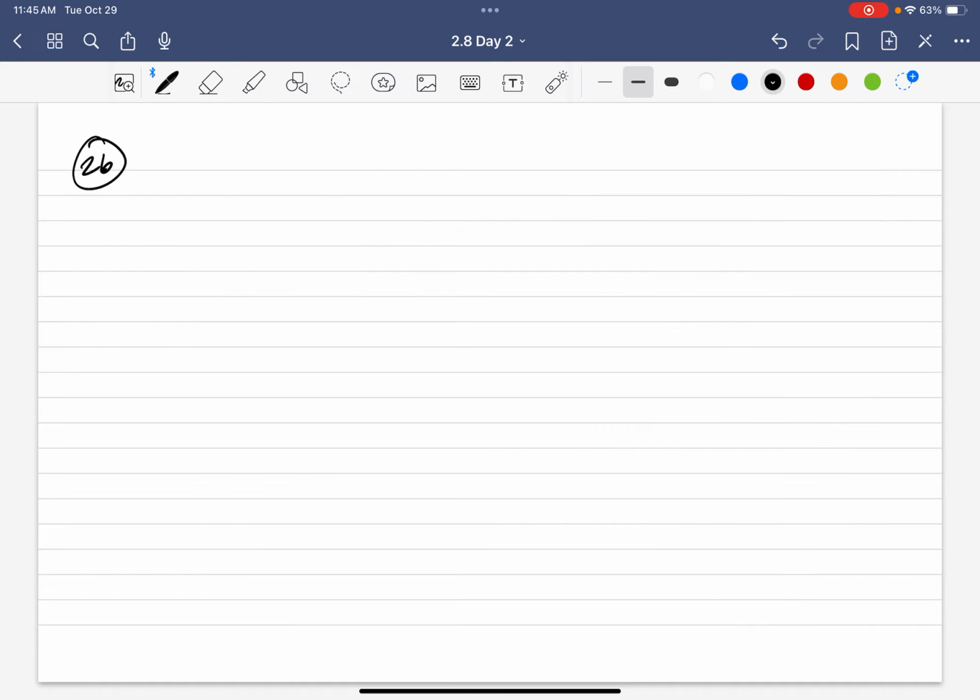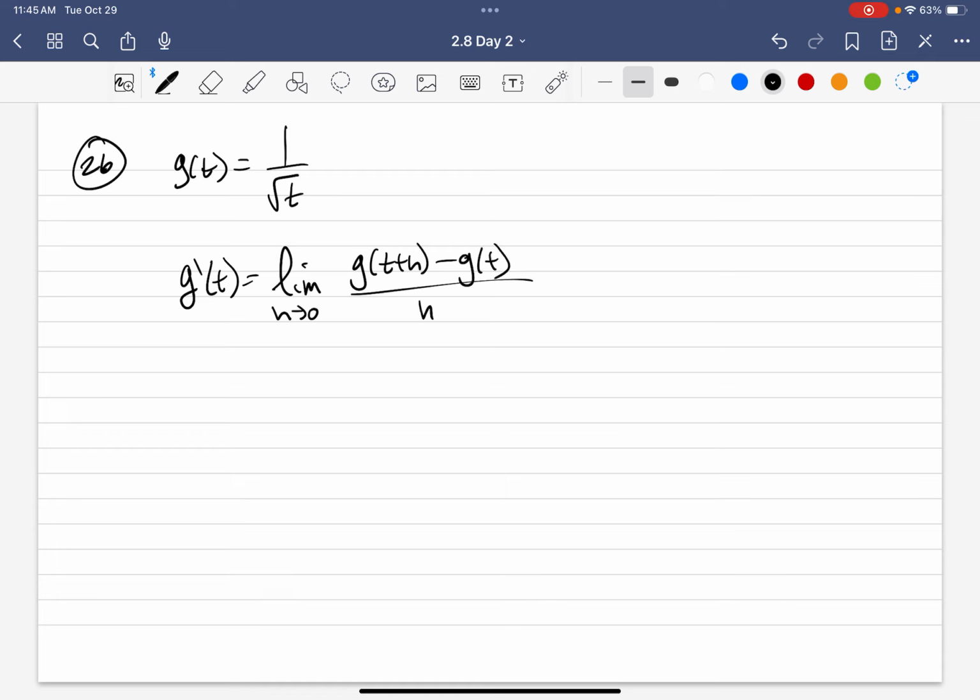Okay, let's get 26. I get this thing, which is 1 over root t. And they want to find the derivative. So that's going to be the limit as h goes to 0 of g of t plus h minus g of t all over h. So over here on my scratch work, g of t plus h is equal to 1 over the square root of t plus h. So I just replace the input with what I've plugged into the function.